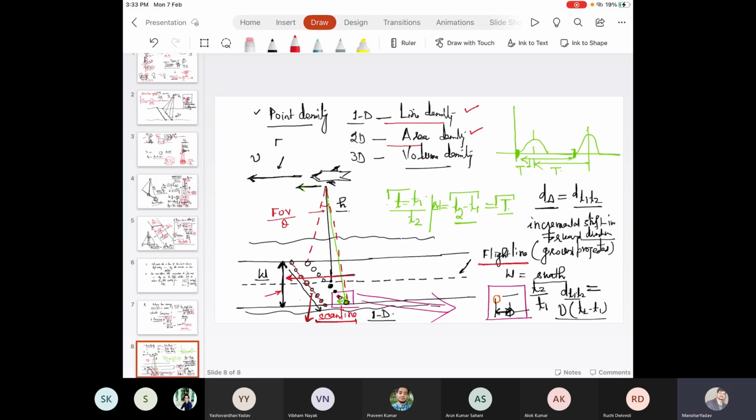So what we assume, this swath W, all these laser footprints are hitting along this swath W. So for ease in calculation, we use these assumptions. I hope it is clear to you. If there is any doubt, please let me know.